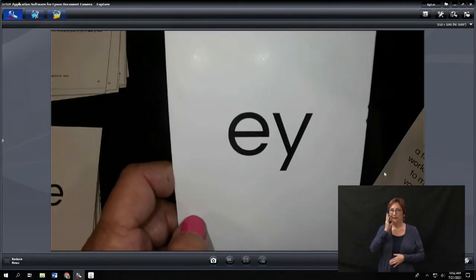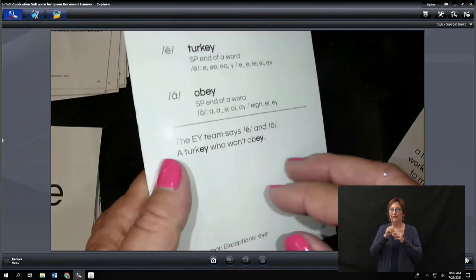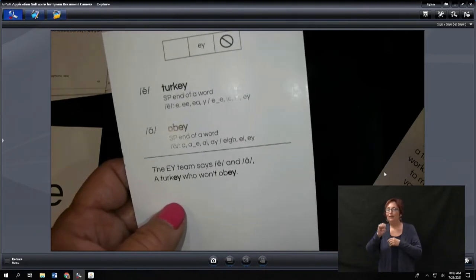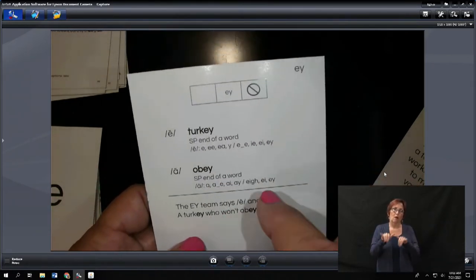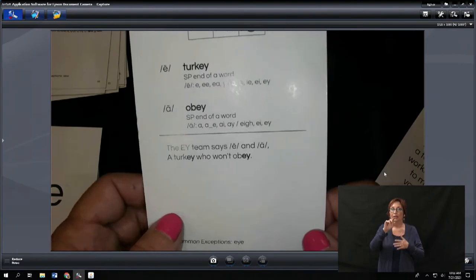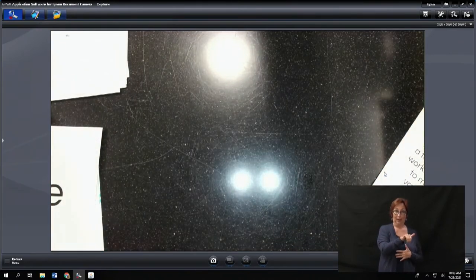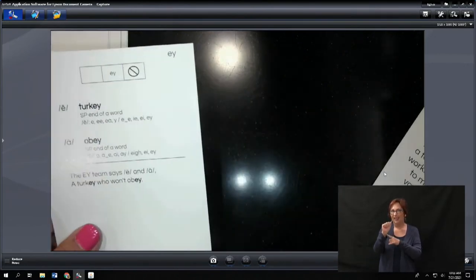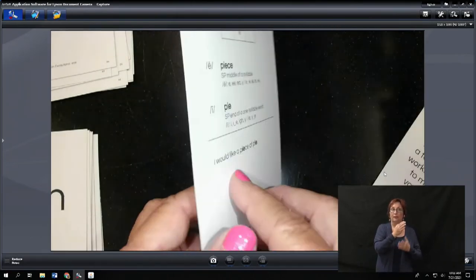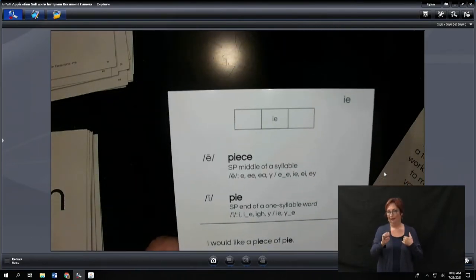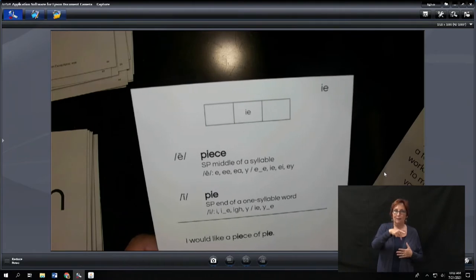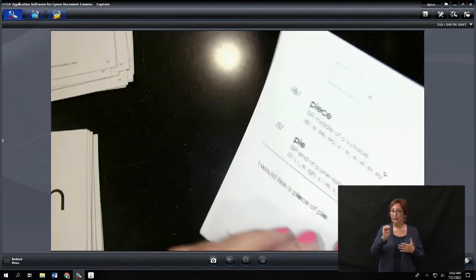EY, my experience with kids is when we talk about that E sound at the end of words, like in happy and funny and silly, they want to put EY a lot of times. Y is so much more common. But EY says E as in turkey, and it says A as in obey and they. Again, you're not putting anything after it. IE is something that kids know because a lot of names have IE in it. And it says E as in peace, and I as in pie. Piece of pie. We've talked about that a lot this week, piece of pie.